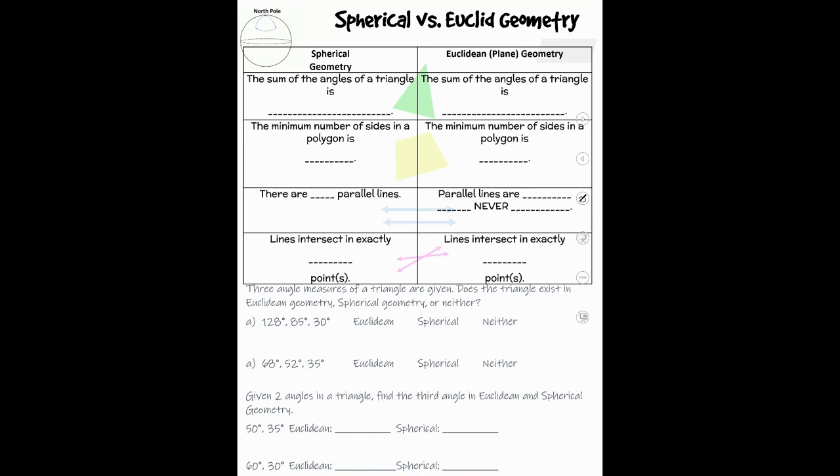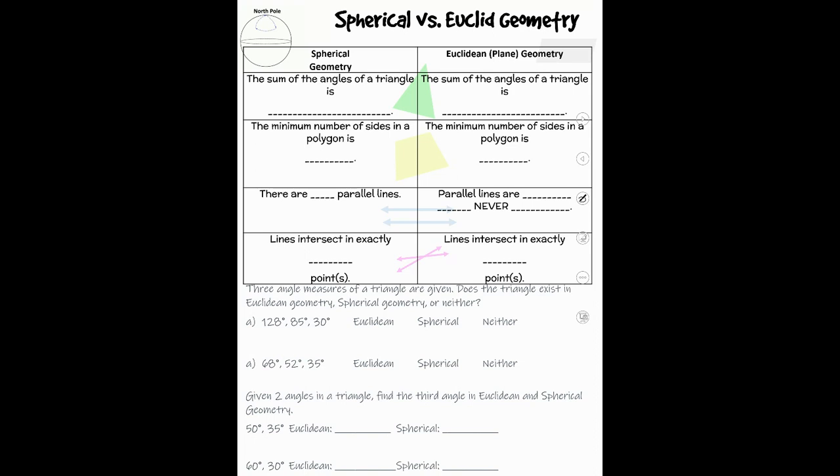Euclidean geometry is the one that we study. Everything is flat and straight. So this is a table showing some comparisons that we need to know. I'm going to do this opposite. I'm going to do the right-hand side, what we know first, and then how spherical is different.